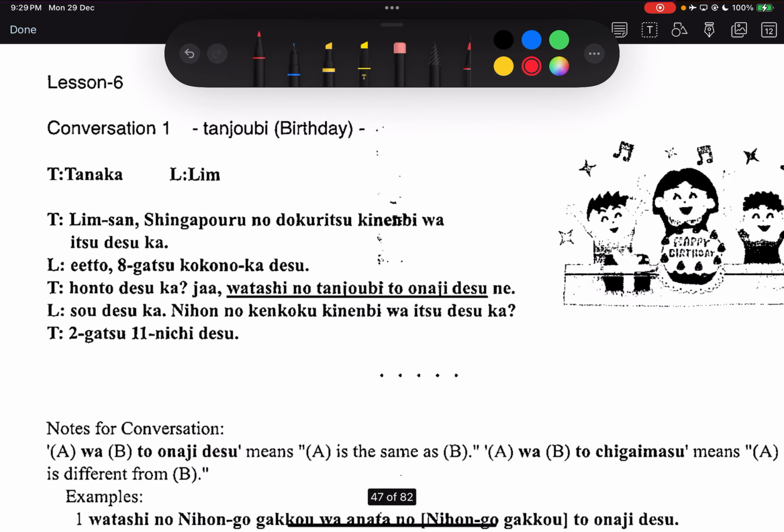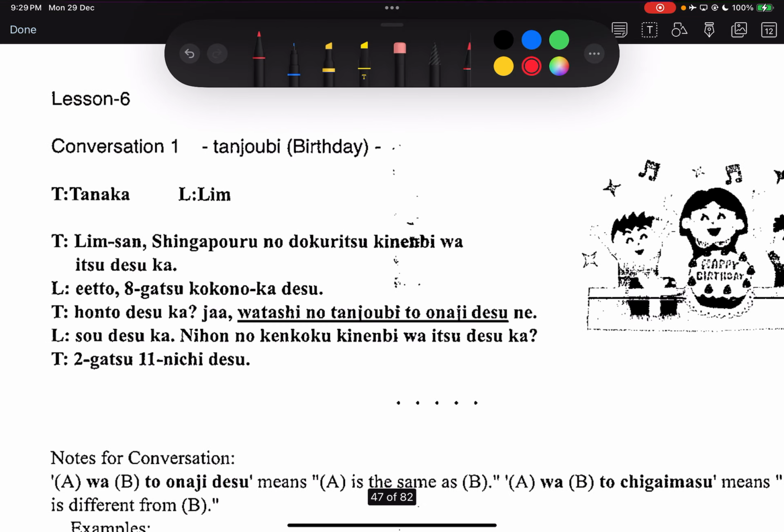Okay, lesson 6 conversation, very short. This is about birthdays. I think we have 2 conversations. So it's between 2 persons, Tanaka and Lim. Let's start with Tanaka first. Lim さん、シンガポールの独立記念日はいつですか? So remember what is 独立? It's in one of the vocabulary lists, I think lesson 3 or lesson 4. 独立 means independent. Right? It means independent.